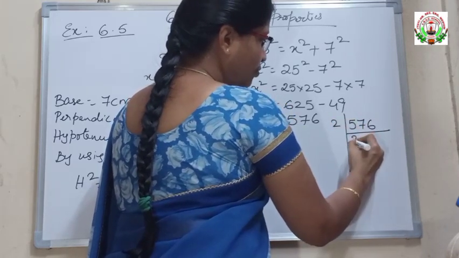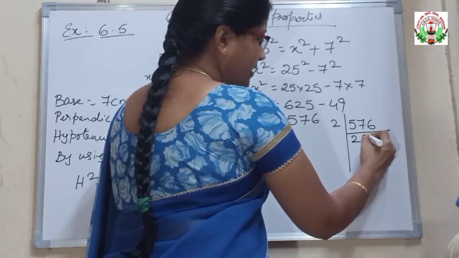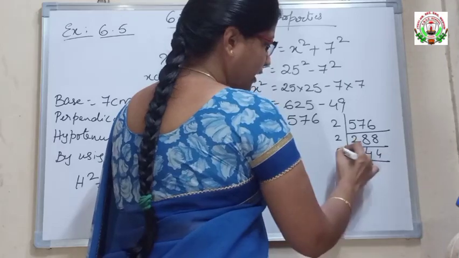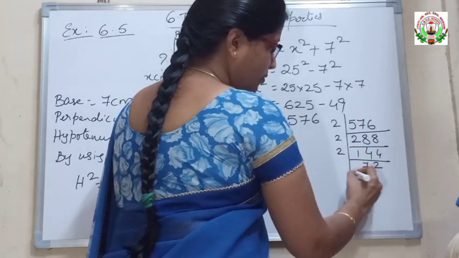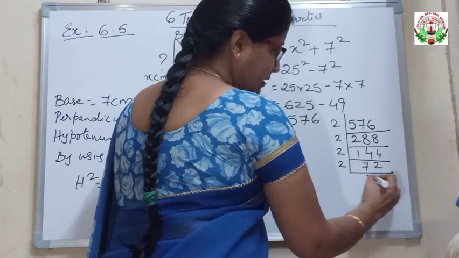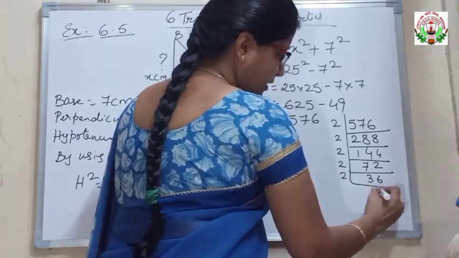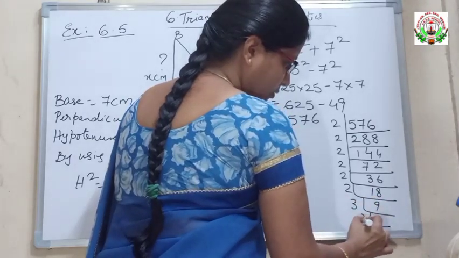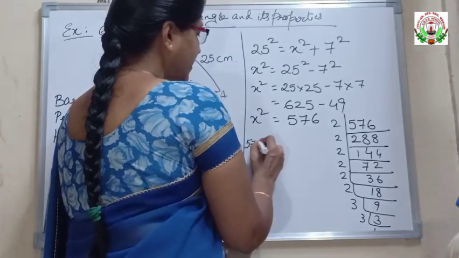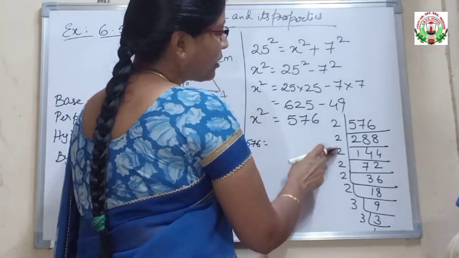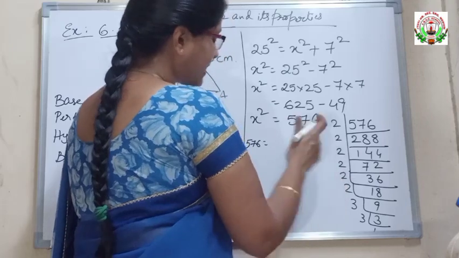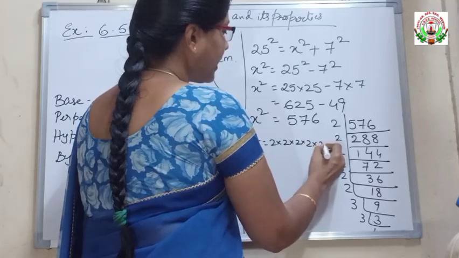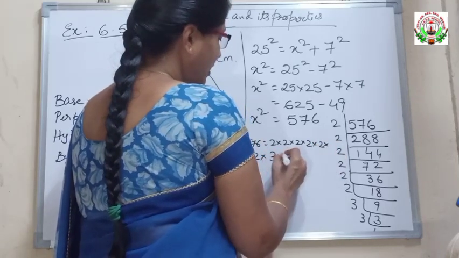576: 2 2s are 4, 2 8s are 16, 2 8s are 16. Again 2 1s are 2, 2 4s are 4, 2 7s are 14. Again 2 36s, 2 18s, 2 9s, 3 3s, 3 1s. So 576 will be equal to 2 into 2 into 2, 3, 4, 5, 6 times into 3 into 3.